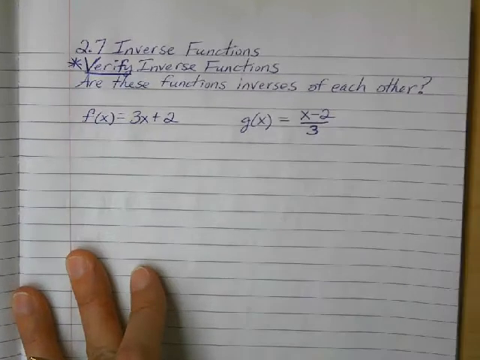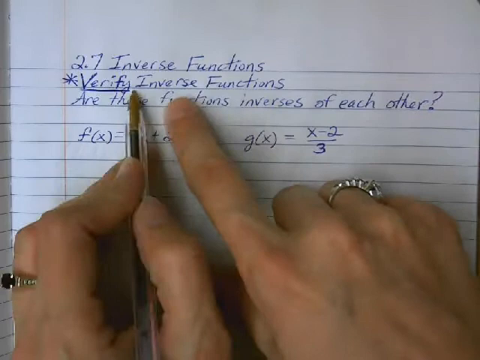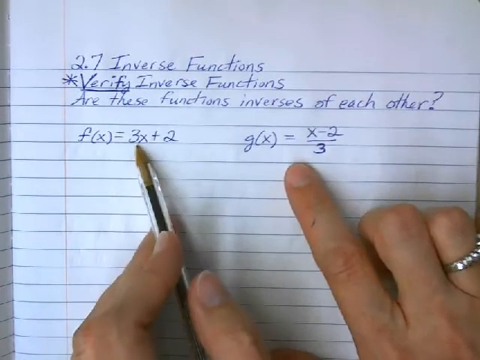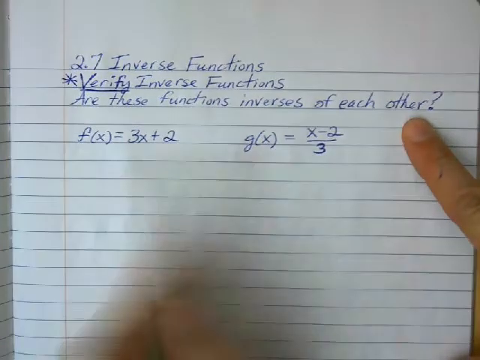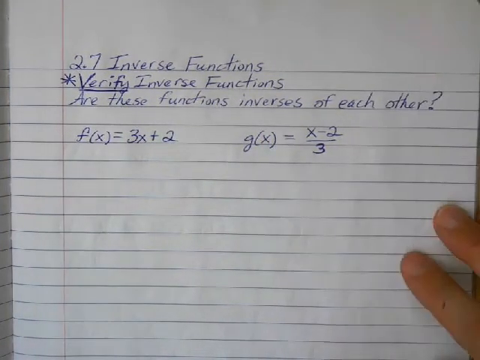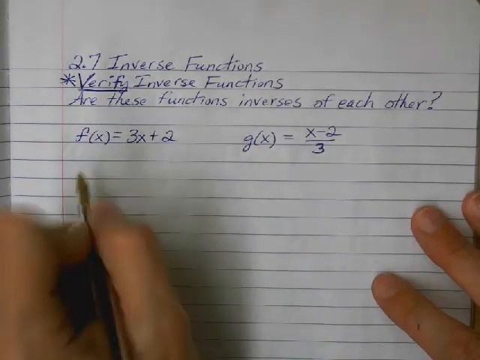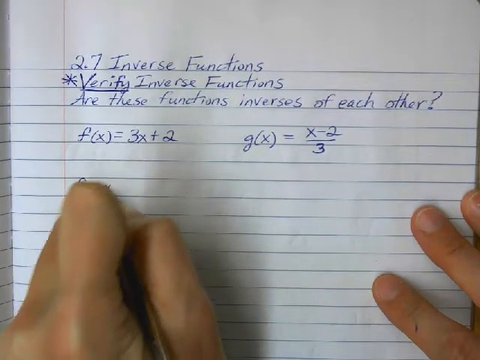For lesson 2.7, one of the things they have you do is verify that you have inverse functions. That means, are these two functions inverses of each other? And to verify that, you do f of g of x.